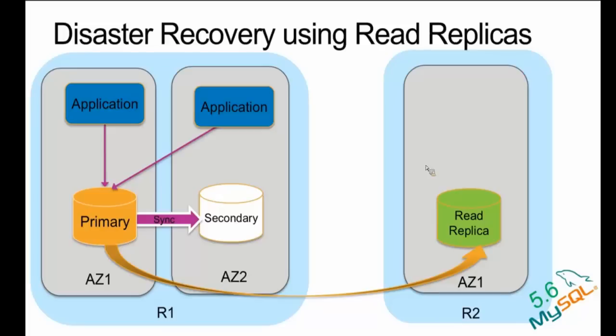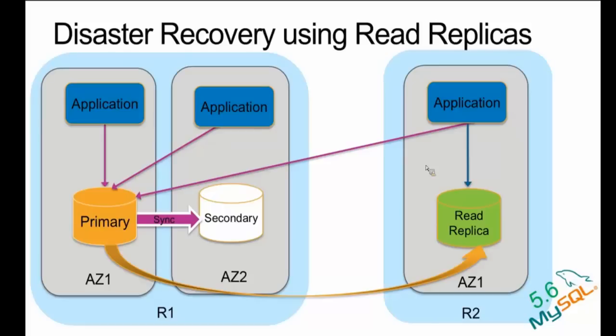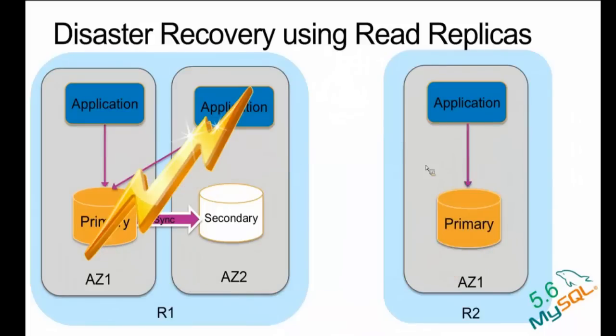In the console, you can specify a different region when you're creating a read replica. And this allows you to do asynchronous replication with MySQL 5.6 to another region. Application's up and running. Everything's talking to the primary until something happens to the primary. And let's say the entire region goes down, and you want to be able to continue to be up and running. Then you can use your read replica in the other region to take traffic and remain up.